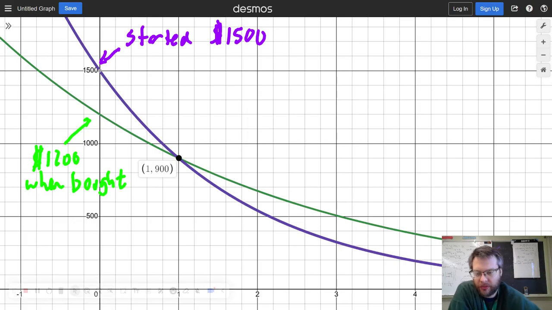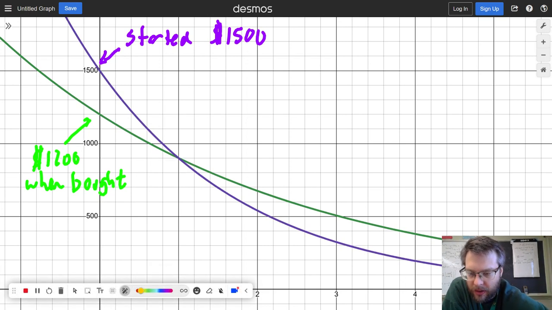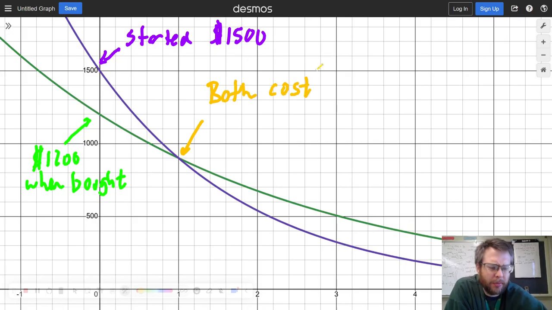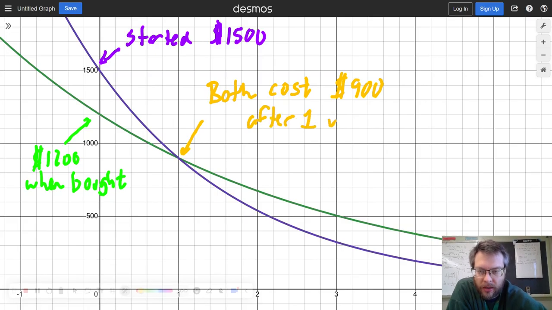But I made them cross over at a nice point just for the purpose of really interpreting what that point means. So that point is common on both graphs. So what that means is right here, I could say that both are worth $900 after 1 year. Okay. And then after that point, the purple computer is worth less than the green computer.